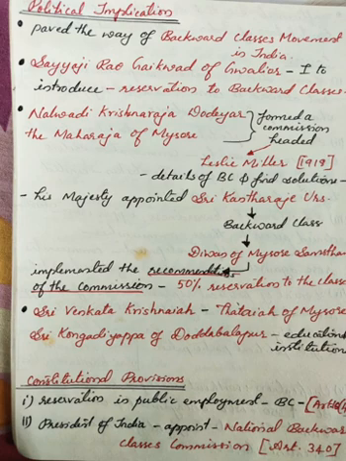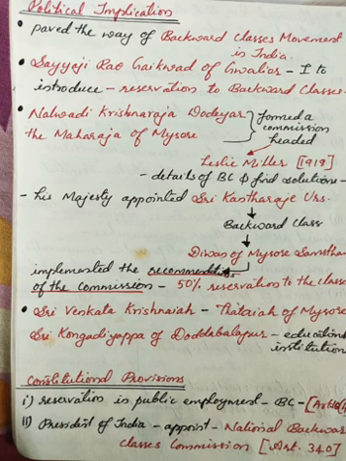Nalwadi Krishnaraja Wadeyar, the Maharaja of Mysore, formed a commission headed by Leslie Miller in 1918 to go into the details of backward classes. So these two persons, Nalwadi Krishnaraja Wadeyar, the Maharaja of Mysore, formed the commission headed by Leslie Miller in 1918. Why? To go into the details of backward classes and find a solution.